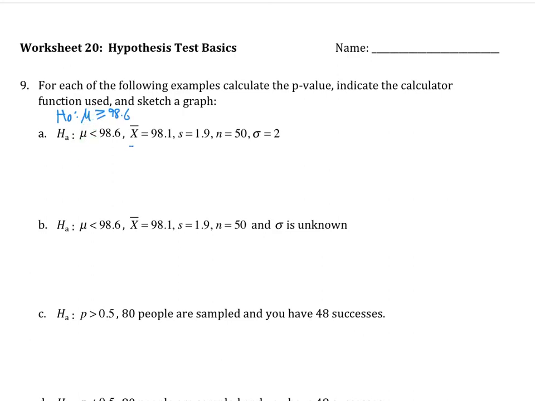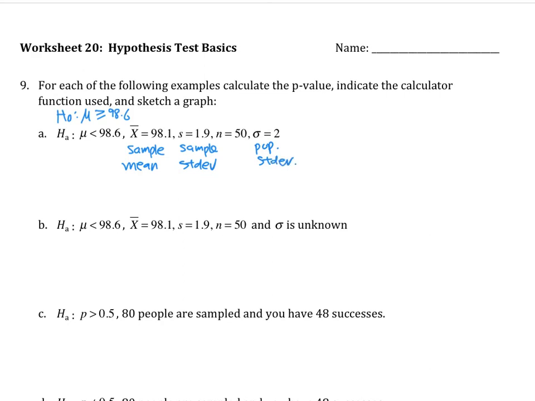X bar, this is my sample mean. You notice there's a lot of information, so I want to label it so I don't get confused. I notice it says S is equal to 1.9. There's S and there's sigma. Sigma is for population standard deviation. S is for sample standard deviation. So I notice there's a sample standard deviation. Okay. N is the sample size. Sigma is 2. They also give me population standard deviation.